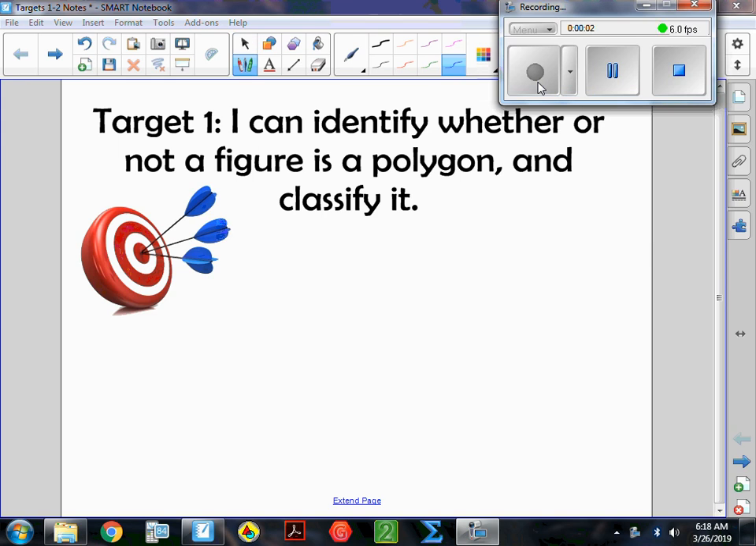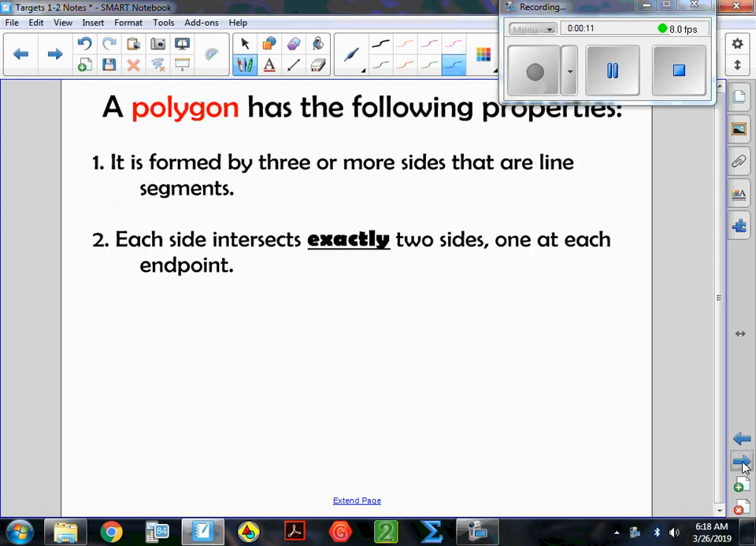First target for Unit 11 is that you can identify whether or not a figure is a polygon and then classify the polygon. So a polygon has the following properties. It's formed by 3 or more sides that are line segments. So they have to be line segments. So for example, if I had a shape like this that had 2 line segments, but then had a curve on it, this would not be a polygon.